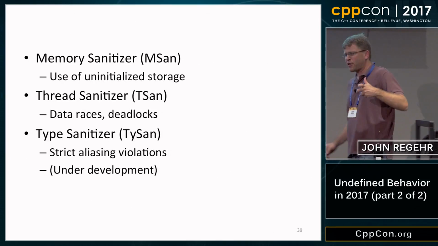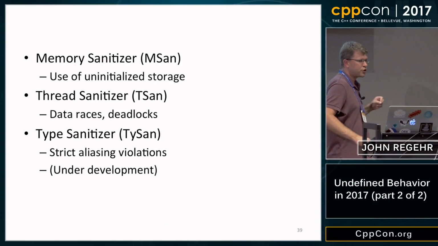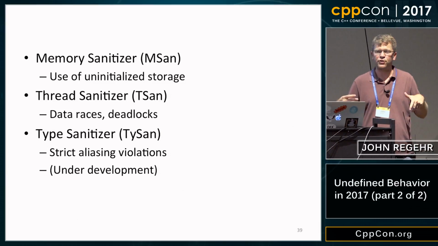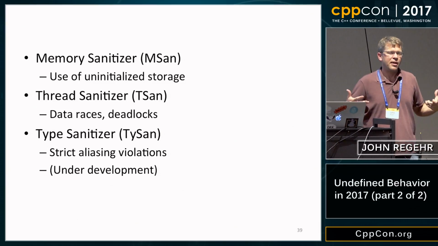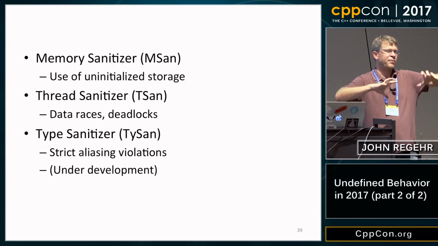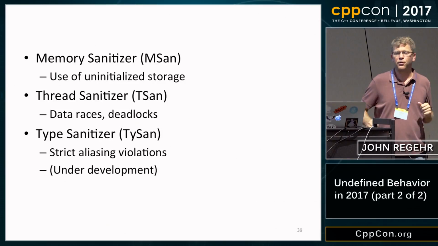So I'll just briefly mention some of these other ones. Memory sanitizer can check for use of uninitialized storage. Thread sanitizer can check for data races and deadlocks. I don't know how many of you have used thread sanitizer, but it's really a pleasure to use. For a lot of kinds of bugs that I make, I avoid writing threads when I can, but when I do write them and I have bugs, it mentions the problem fairly concisely.